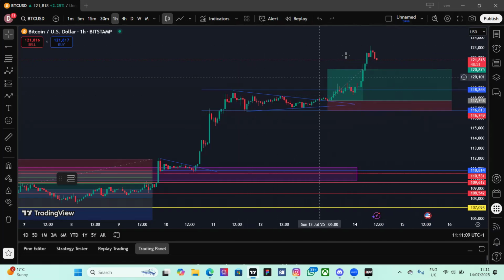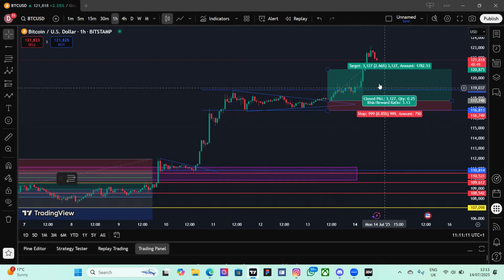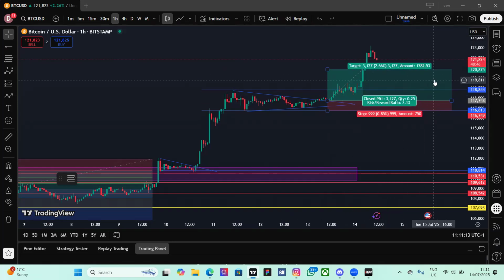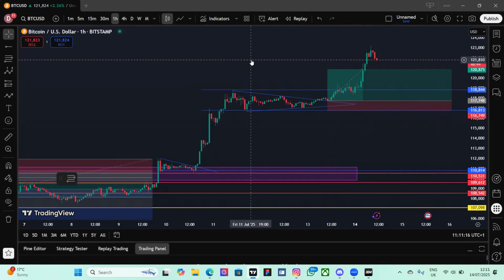So hopefully we can come back and maybe retest this level as is, and then we can shoot to the upside and break through and then maybe go up to 130K, and then just bag it in. But yeah, I think that's what I've been looking at as is.